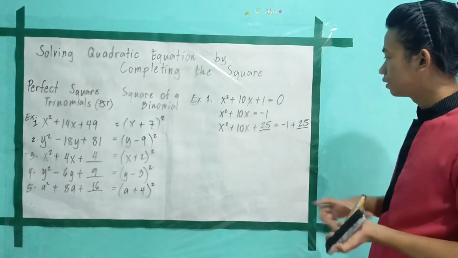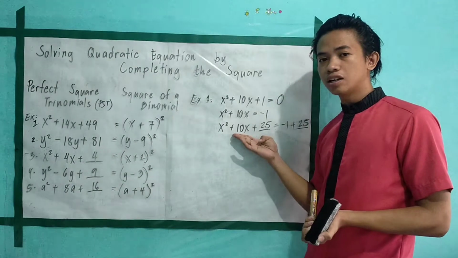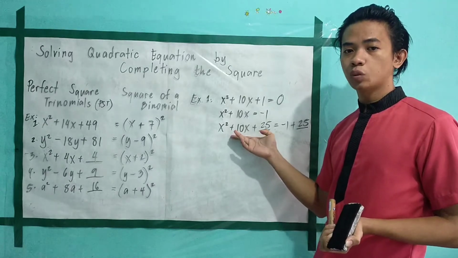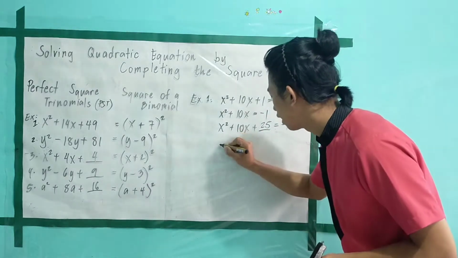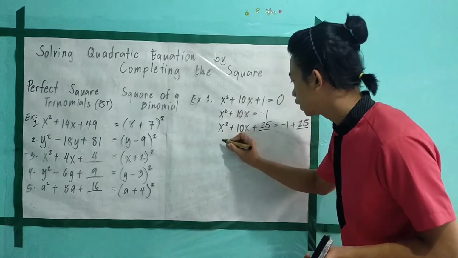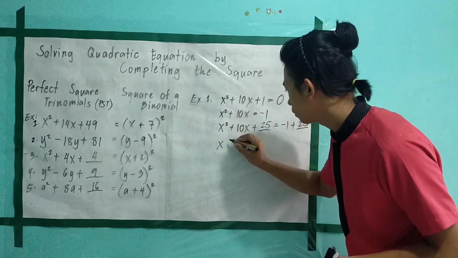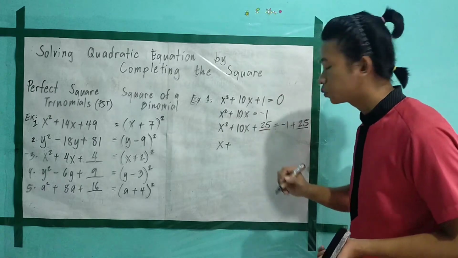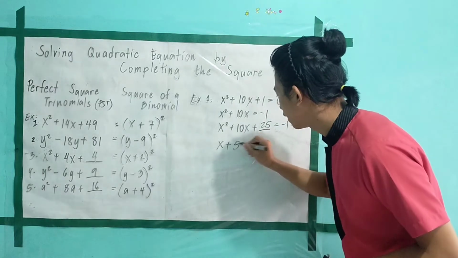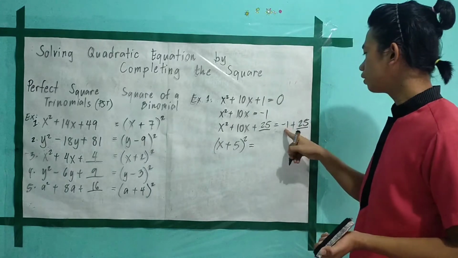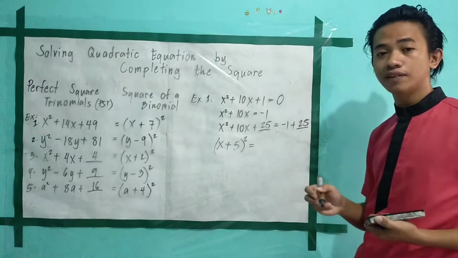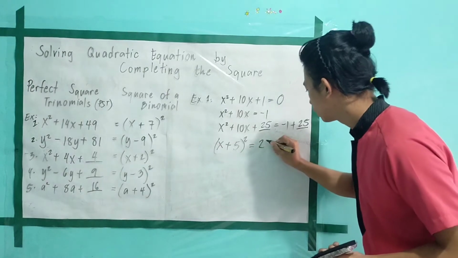And then next, itong perfect square trinomial, gawin natin siyang square of a binomial. And then simplify na rin natin to. So we have square root of x squared, we have x. Positive ang gamit, plus ang gamitin natin. Then square root of 25, we have 5. Then square. Ayan. Is equal to negative 1 plus 25, we have 24.